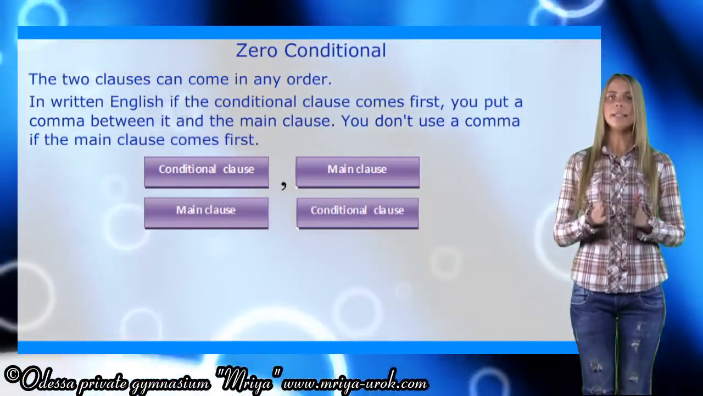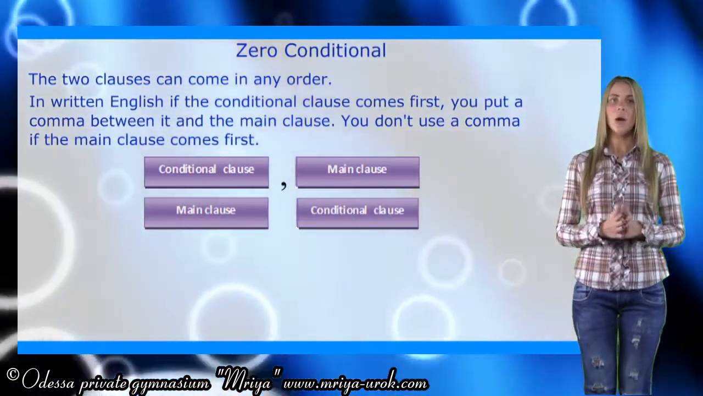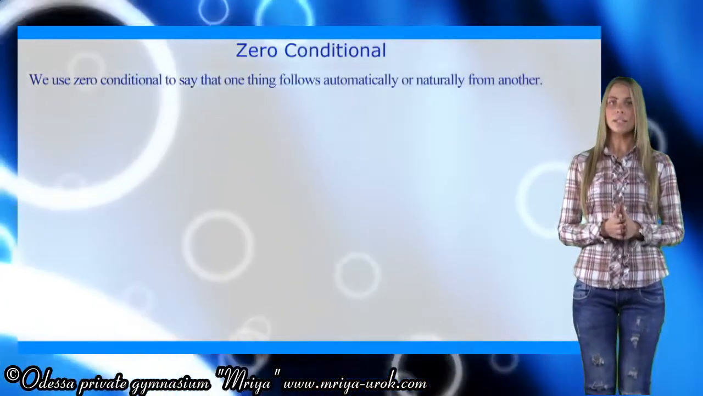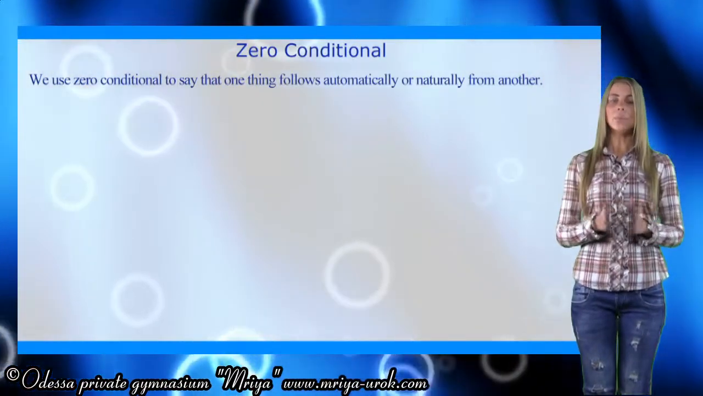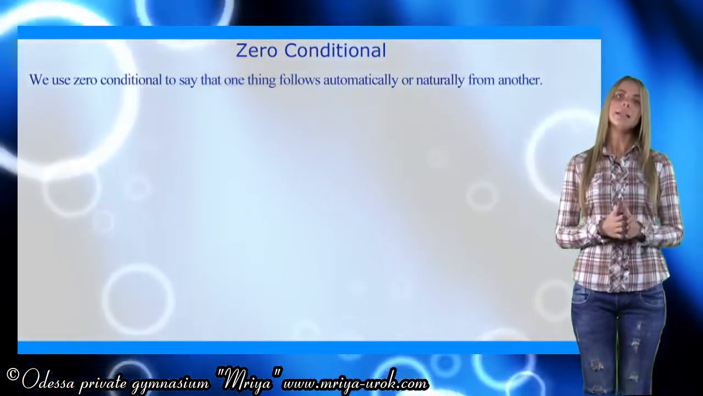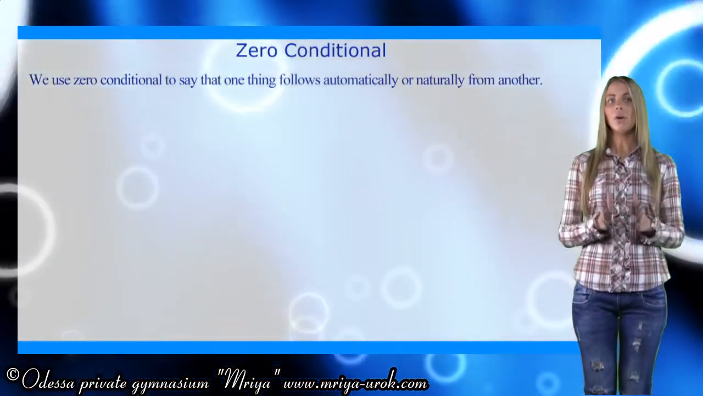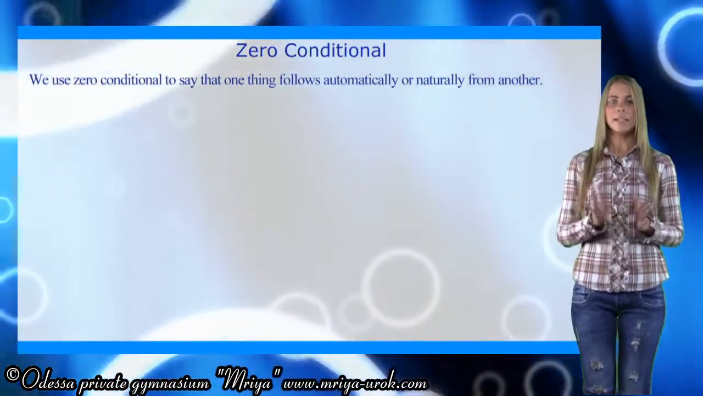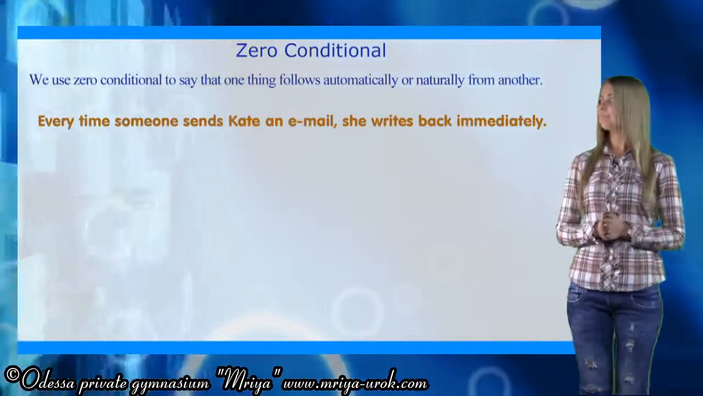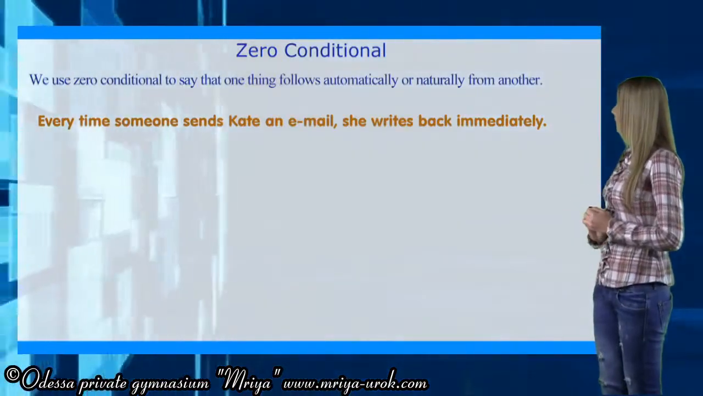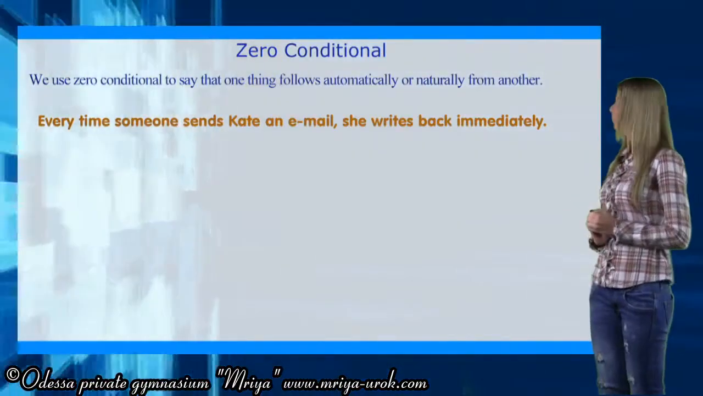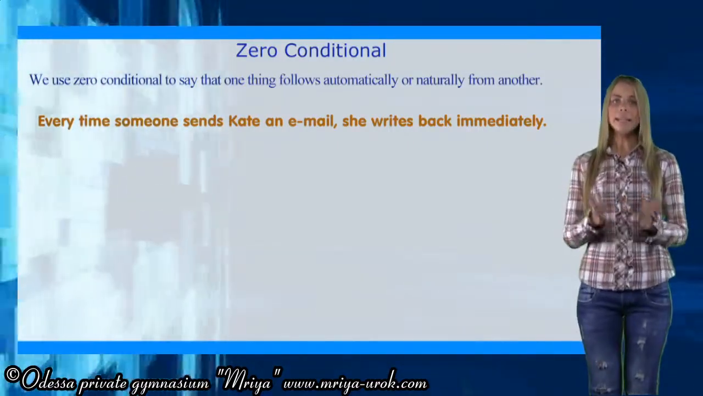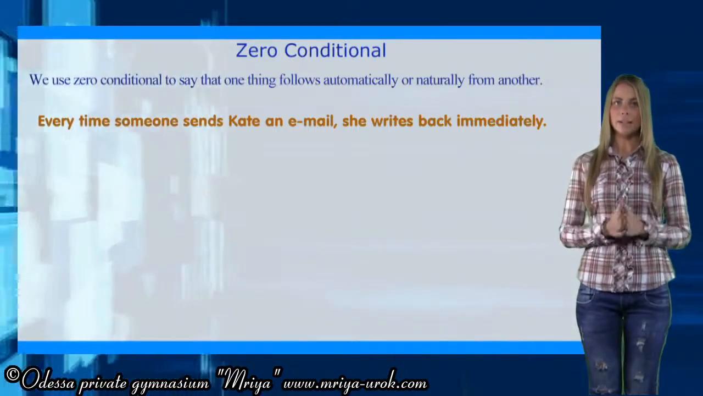Now let's speak about zero conditional sentences. What does a zero conditional sentence mean? We use a zero conditional sentence if we speak about things that happen regularly or naturally or automatically to other things. Please, let's observe the next examples. Every time someone sends Kate an email, she writes back immediately. Here you see that things happen automatically.